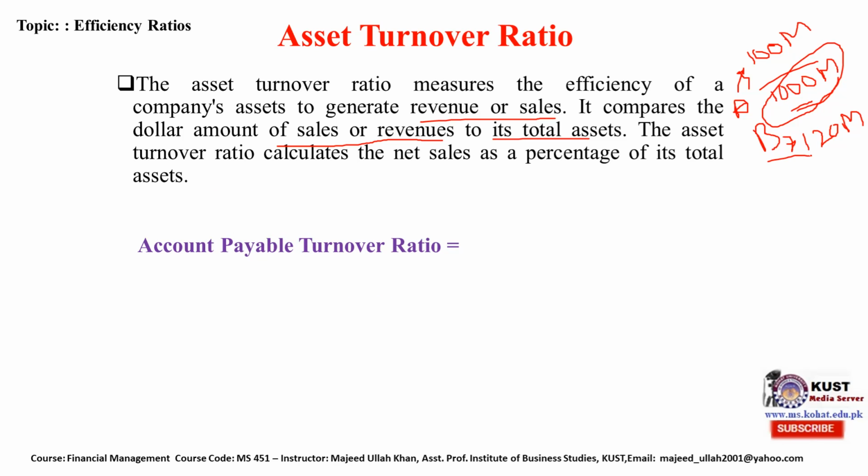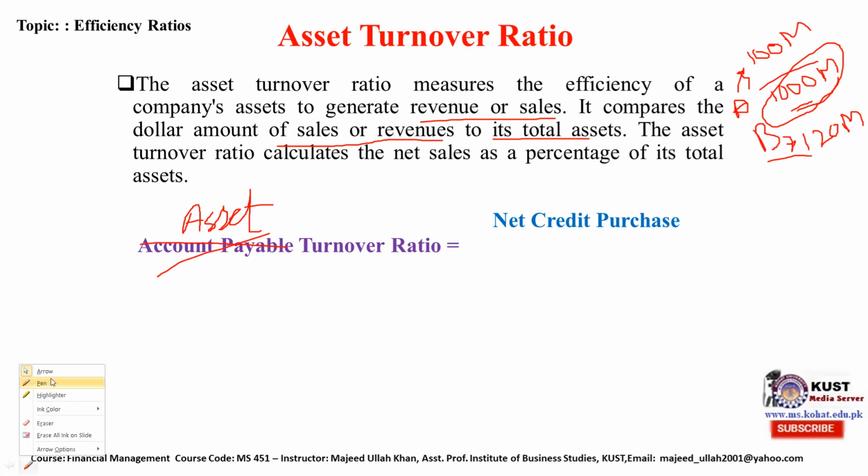So it is not accounts payable turnover, sorry, it is asset turnover ratio. There is a typo. Asset means total asset turnover ratio is equal to net sales, which will include wholesales, not credit sales, divided by total assets.